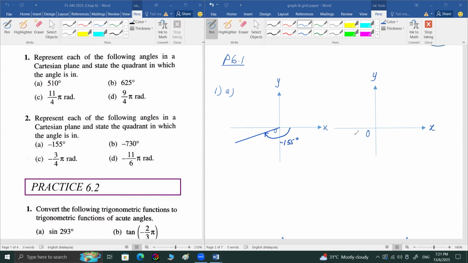So negative 155. The negative actually represents the direction, okay? Now for B, you see B, negative 730. We minus 720 because it's 2 rounds already, so you get negative 10. Negative 10, okay, you get here.